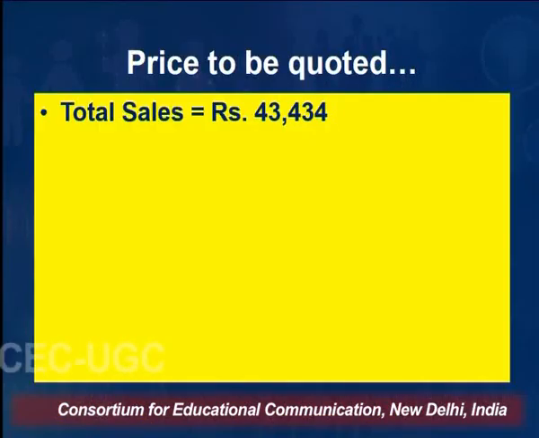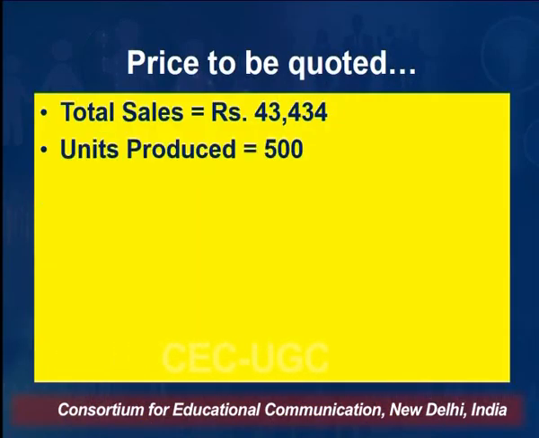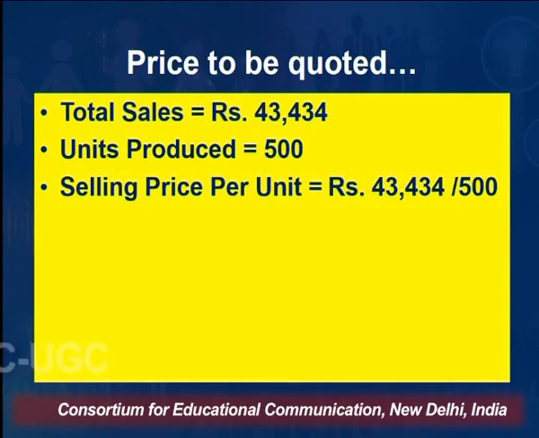It is very simple to calculate the price to be quoted. Total sales we have computed is 43,434, and total units produced is 500. Of course it is 500 units because I have to produce only this, and selling price per unit is going to be 43,434 divided by 500. When I divide it, I get a selling price per unit of 86 rupees and 86 paisa. So with this calculation we will be quoting a price of 86 rupees and 86 paisa.